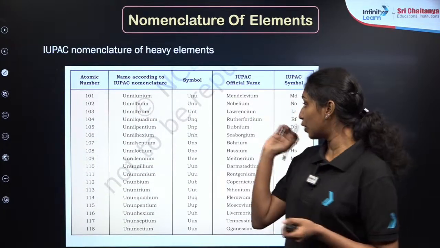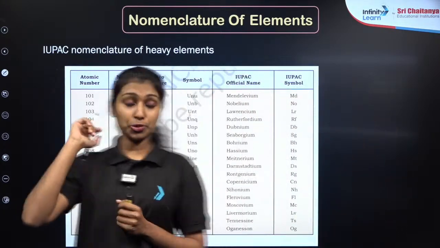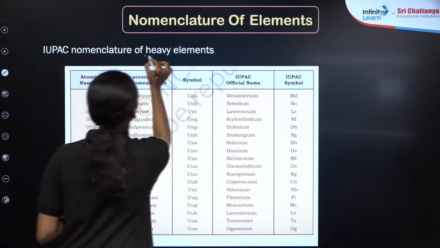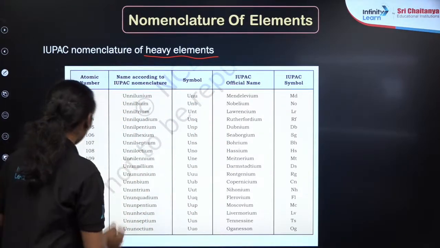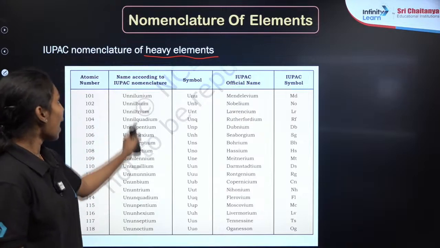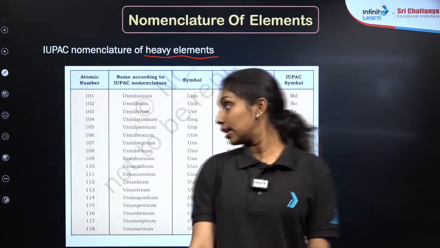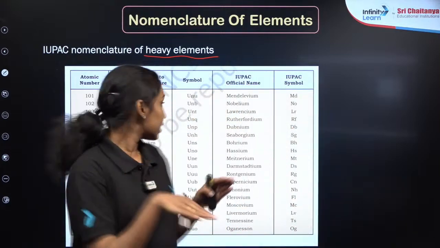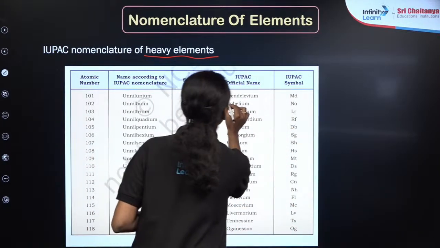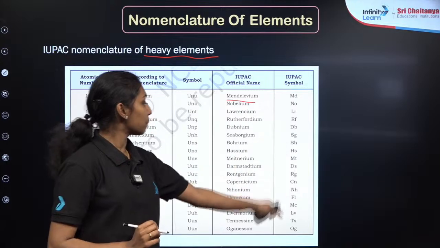Okay, I hope that point was clear for everyone. Now let me move to the IUPAC nomenclature of all the heavy elements. You can see a table here starting from 101 to 118. These are the names according to the IUPAC nomenclature. You can see their symbols over here also. And nowadays these elements are discovered and particular names are given for these elements, right? Along with their symbols. You can see over here.